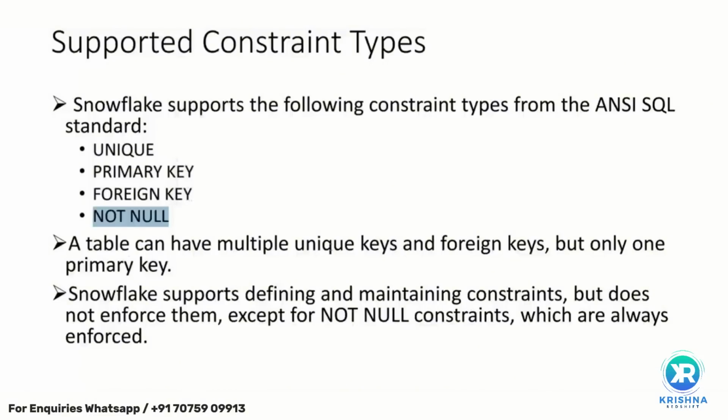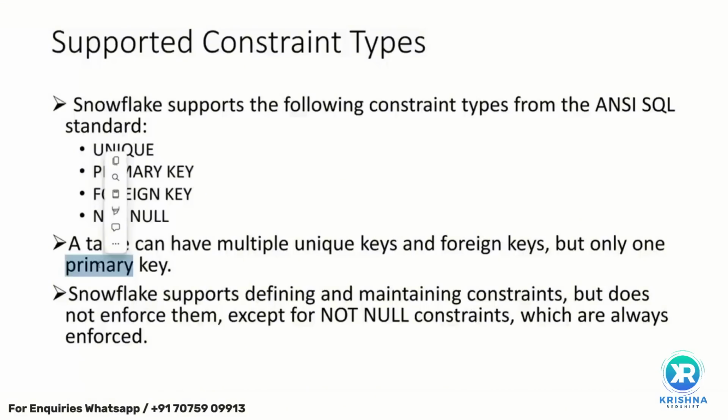Here, a table can have multiple unique keys and foreign keys, but only one primary key. This is a general database condition. How many primary keys can we have in a table? Only one primary key. You can have any number of unique keys, meaning you can define all the columns in a table as unique. That should not be a problem. But if you are defining a primary key, it should be only one primary key.